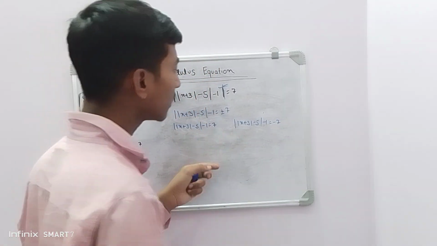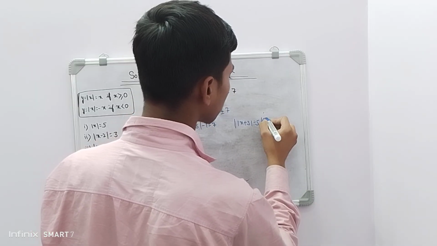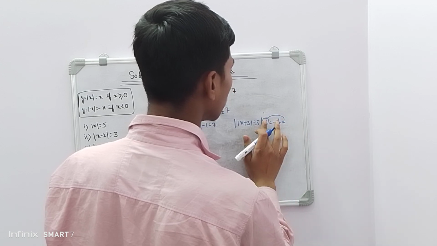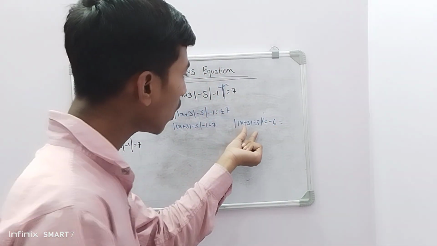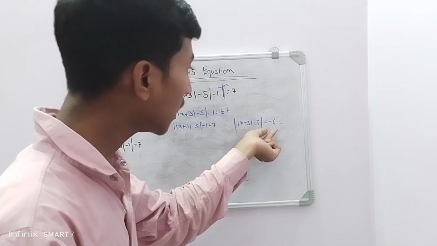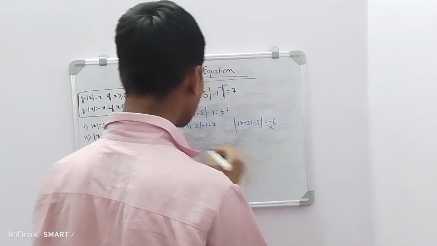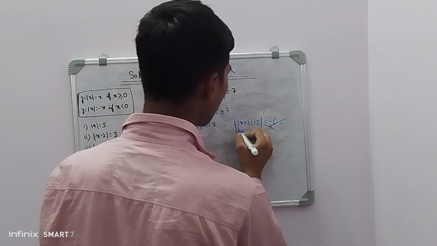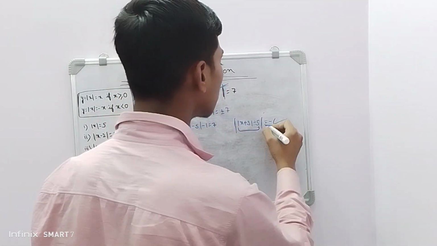So here, this is not in the mod, so this could be sent to this side and it becomes minus 6. As you know, anything you keep in the mod will give the positive value, but here we are getting the negative value, so this cannot be possible. So remove this case and solve only this one, because this is not possible. Anything you keep in the mod gives the positive value, but here we are getting the negative value, so this case is not possible.